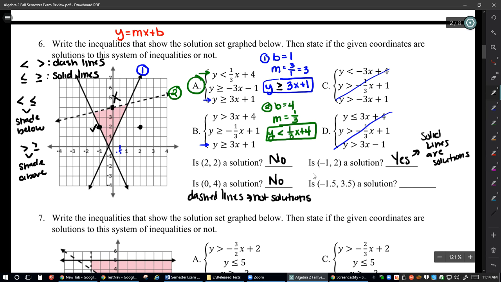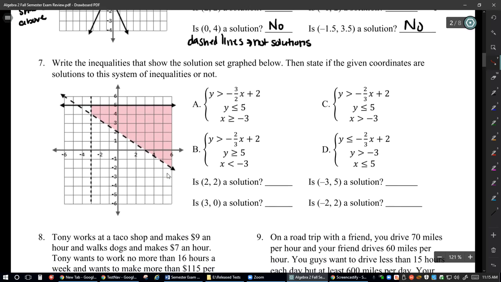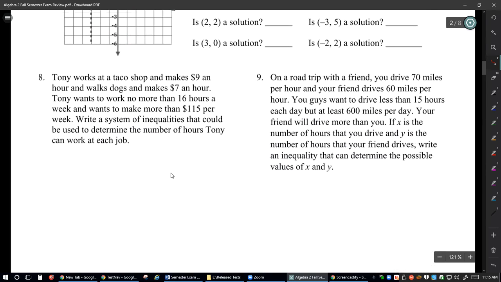And then for negative 1.5, 3.5, this is actually a no as well. And the reason why it's a no is because, yes, it falls on a solid, but it also falls on a dashed. And once it falls on any dashed line, it is no longer a solution. So that's why this is a no. So you guys are going to try number 7 on your own.